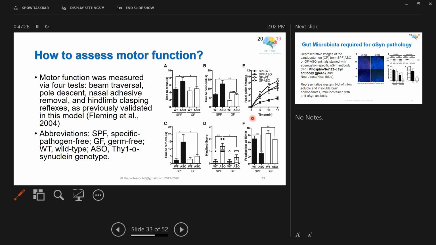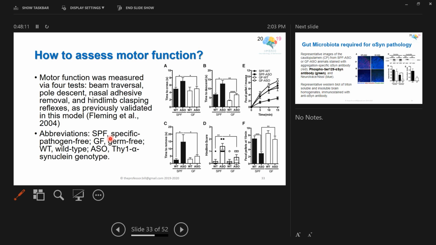All right. So you do not need to memorize any of the overall effect sizes on the data, but you should probably know some of the different tests, like how do you actually test to see if motor function is being affected. So beam traversal: how long it takes to cross a beam. The worse their motor performance is, the longer it takes. If they're coming down a pole, they need a lot of motor coordination, and it takes them longer. It takes them longer to remove an adhesive tape placed on the back of their head, behind their nose, or on their nose. And then hind limb clasping as a reflex. All of these are longer in these animals, and you should know the difference.